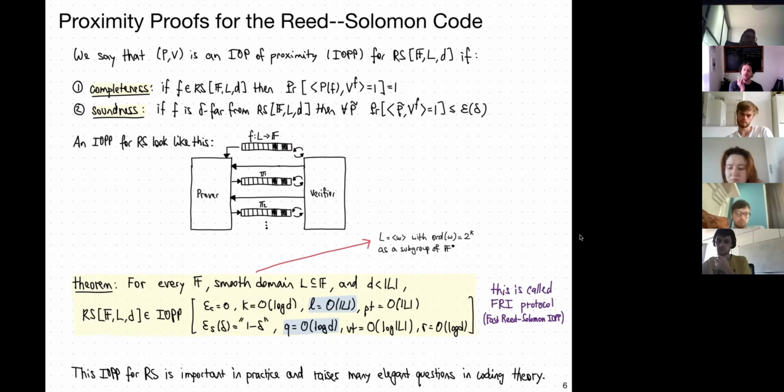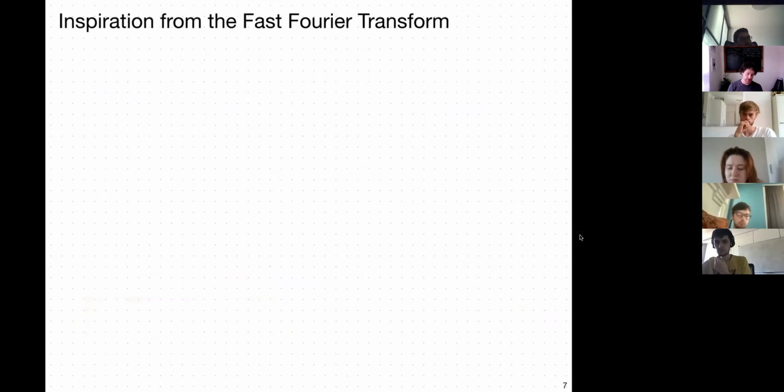We'll call this protocol the FRI Protocol, the Fast Reed-Solomon IOP. And in fact, this protocol is being implemented in practice for zero-knowledge SNARKs, and it's being used, as we speak, in deployed systems. So it goes beyond theory.